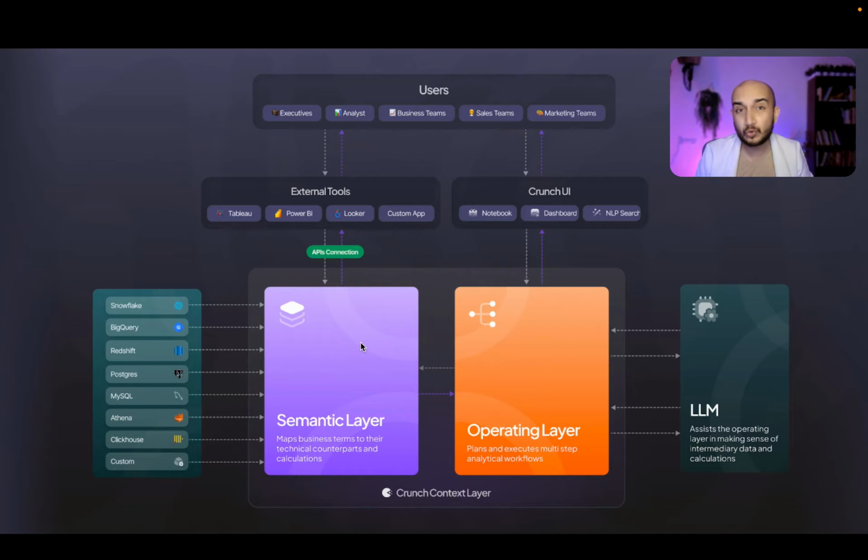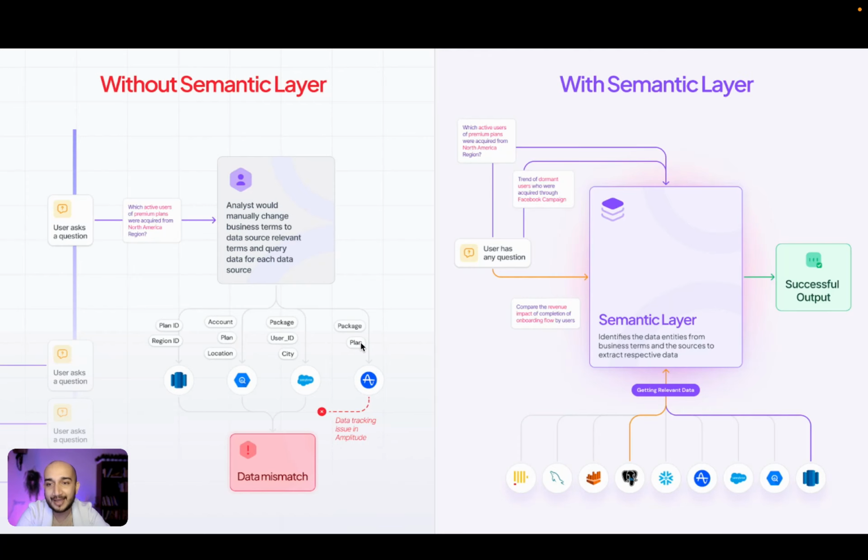So if you don't have a semantic layer and a user asks you a question, which is which active users of premium plans were acquired from the North America region. Now, this question, an analyst would ideally break it down into a bunch of tasks. They would go in and say, hey, for answering this, I need to go look at Google Analytics data, which is account plan location, maybe the Salesforce data, which is package user ID. You have something in Amplitude.